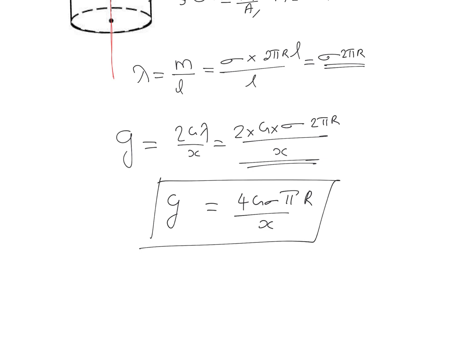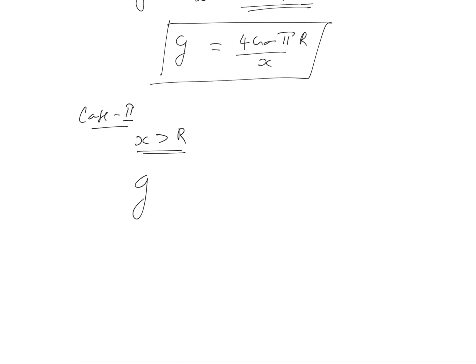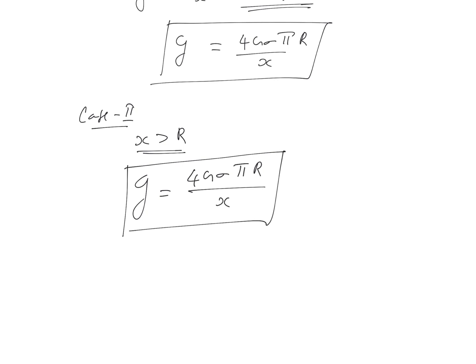Now let's consider the second case, case 2, where the value of x is greater than r, meaning outside, as we discussed. Then we can use the equation g is equal to 4 into G into sigma pi into r divided by x. So we can say that outside, g is inversely proportional to x.